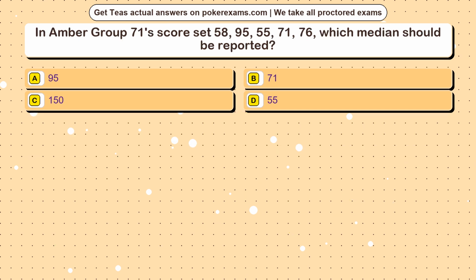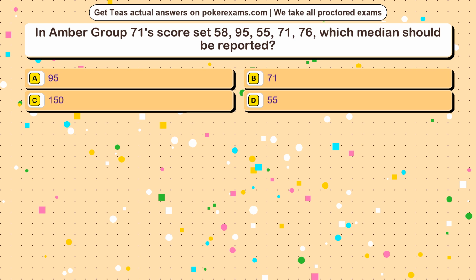Question 12. In Amber Group 71's score set 58, 95, 55, 71, 76, which median should be reported? Option A, 95. Option B, 71. Option C, 150. Option D, 55.